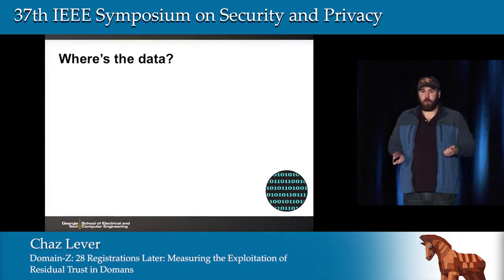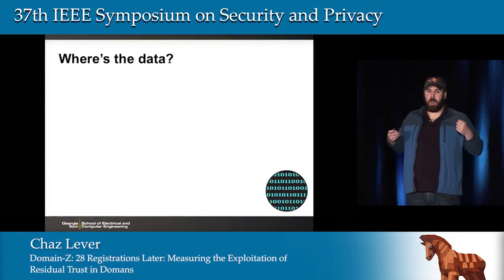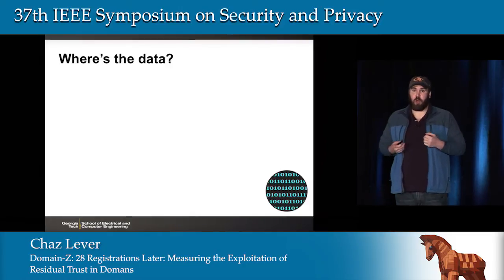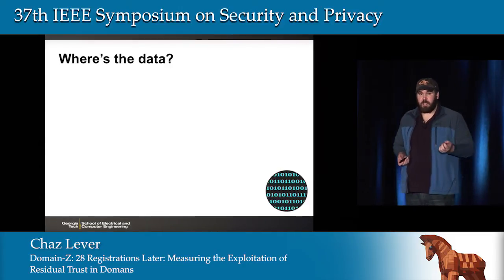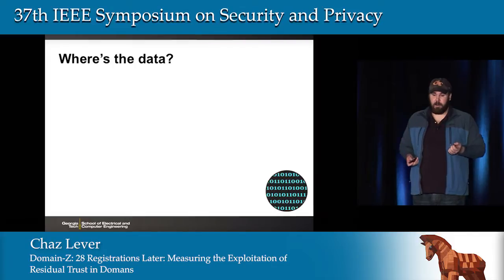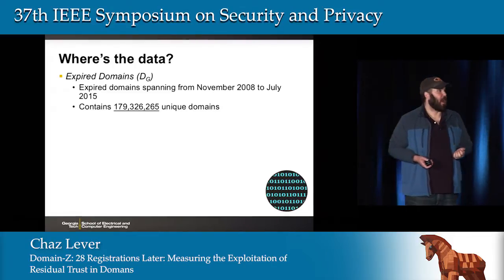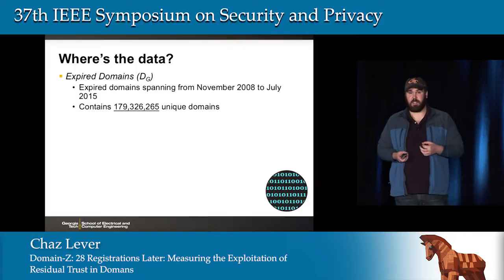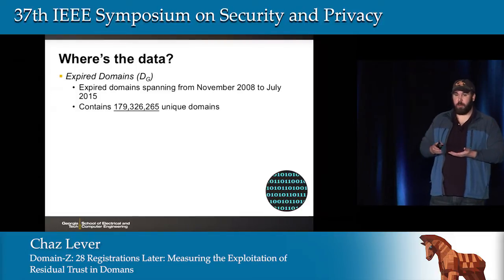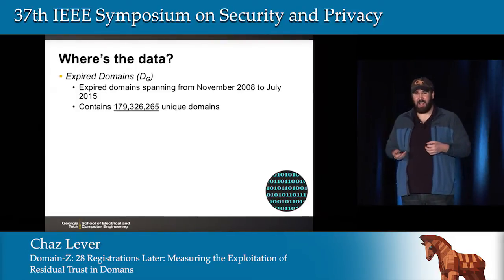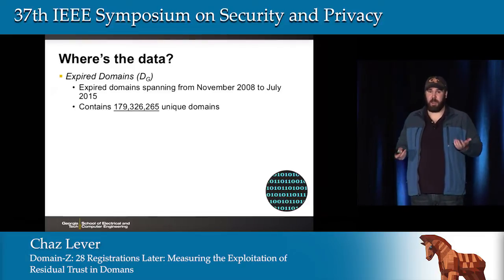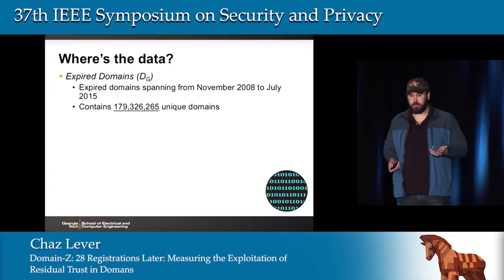But one other question that remains is, how big of a problem actually is this? So we performed a long-term study over 6 years where we tried to analyze just that. And we used 3 different data sets. The first is a data set of expired domains. And this was collected since 2008 all the way up through 2015. And it contained approximately 180 million expired domain names over that period of time.